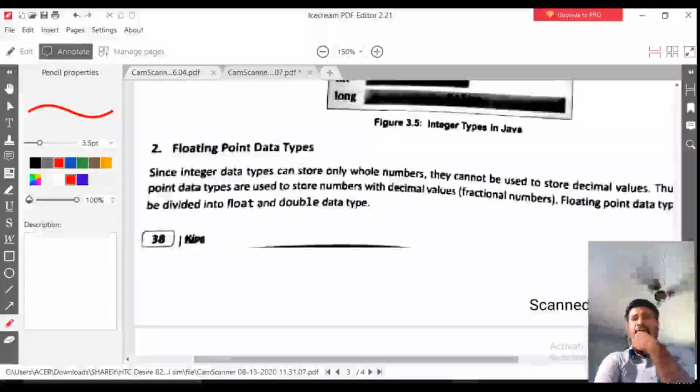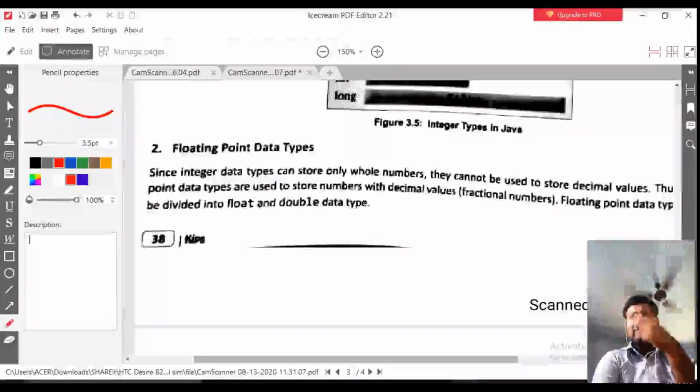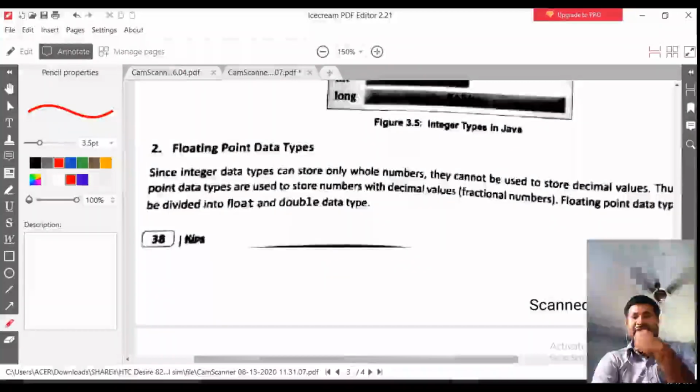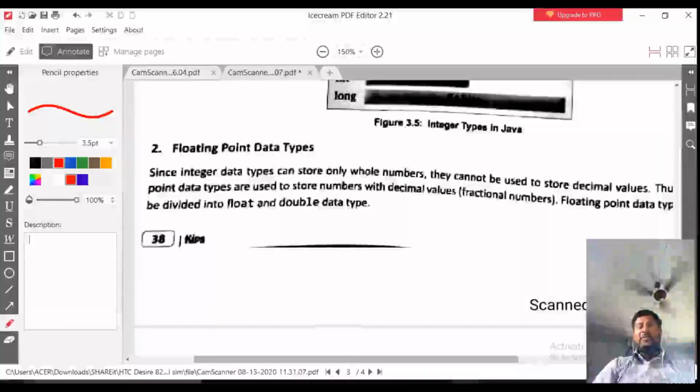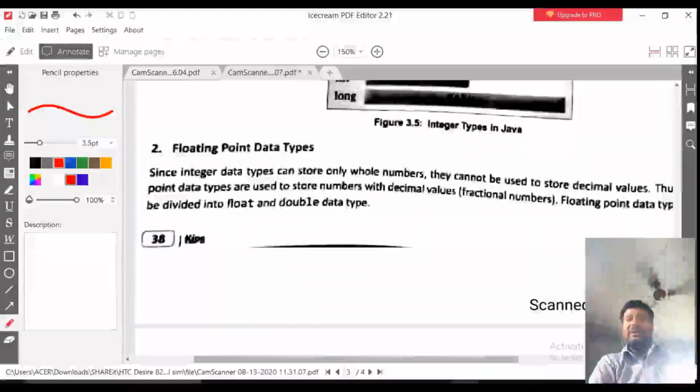Basically the values which hold decimal numbers are called floating point data types. These are of two types. The first one is float, the second one is double. So what is the difference between float and double? Basically float has 7-digit precision, and double has 15-digit precision. What does it mean? It means that after the decimal, if I talk about float, then it has 6 digits. Suppose I divide 100 by 3 and this number is a float, then it gives 33.6 times 3.